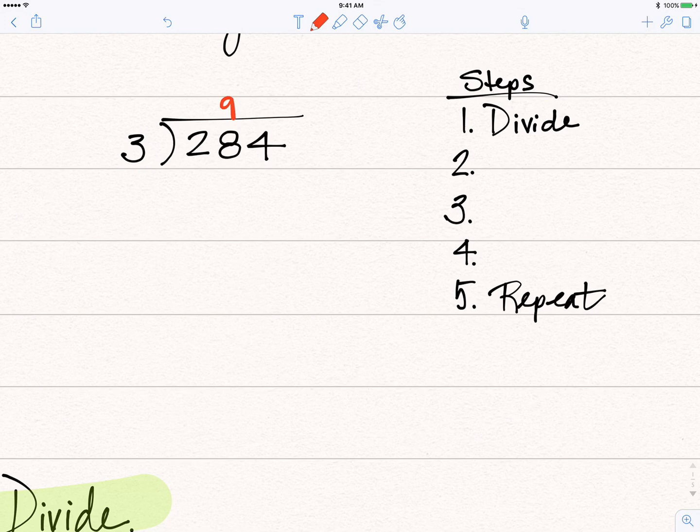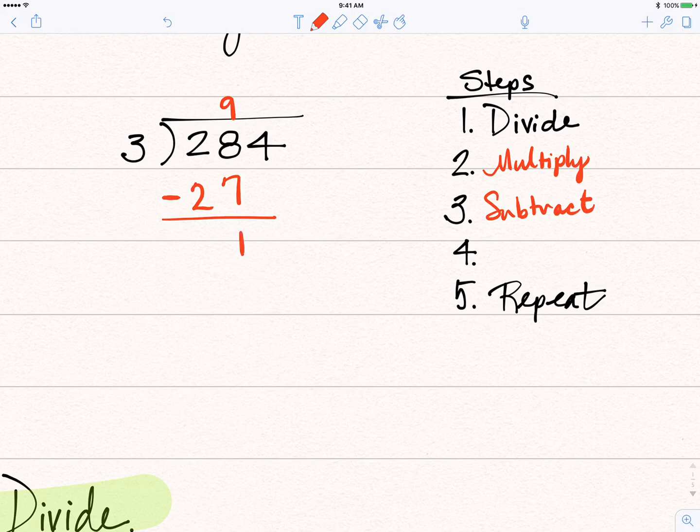And then the next step is to multiply those two numbers. So we're going to take the 9 times the 3 and we'll get our 27. We always drew an equation bar underneath that because the next step is that we would subtract. 28 minus 27 is 1. And then we would know that the next thing is to bring down the next number. So step 4 is to bring down.